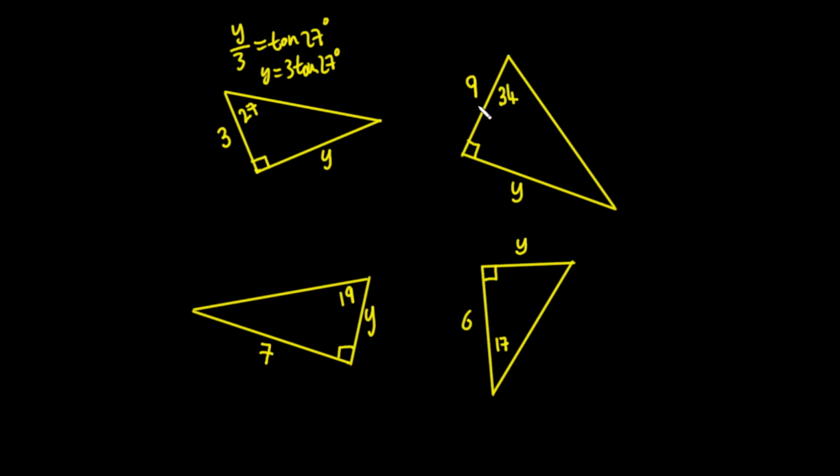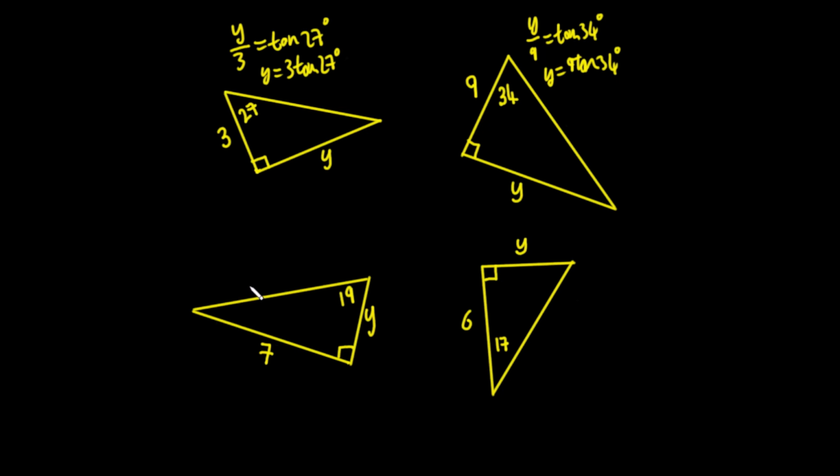Now in this example here, we're going to have the opposite, which is the y, and the adjacent, which is the 9. So we're going to have y divided by 9 is equal to the tan of 34 degrees. So if we rewrite this, we get y is equal to 9 tan 34 degrees. So if you put in your calculator 9 tan 34 degrees, you'll get this height y.